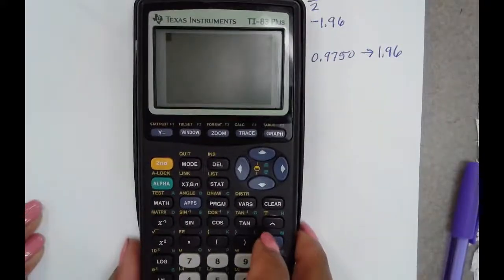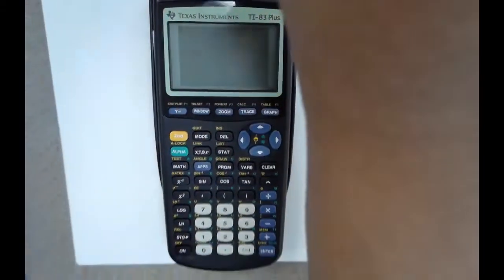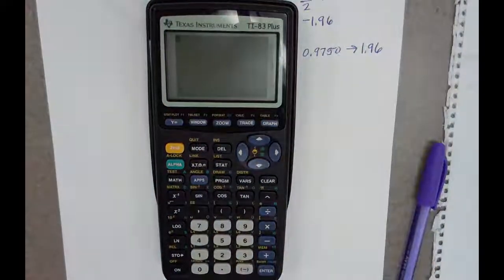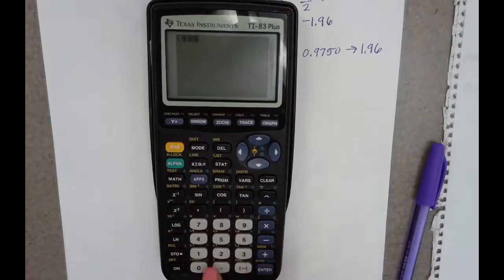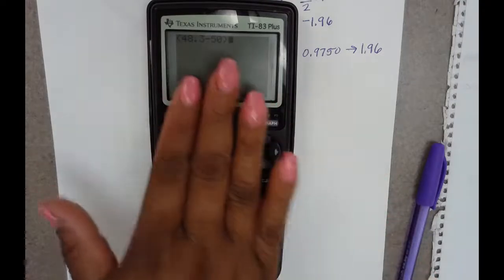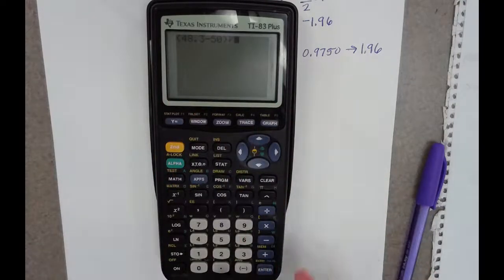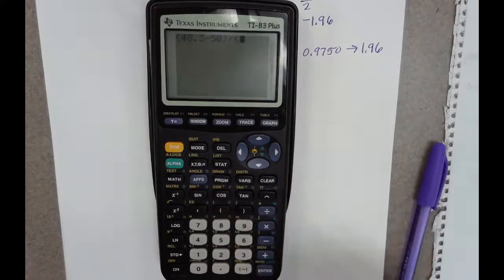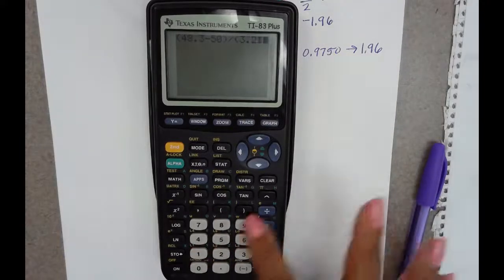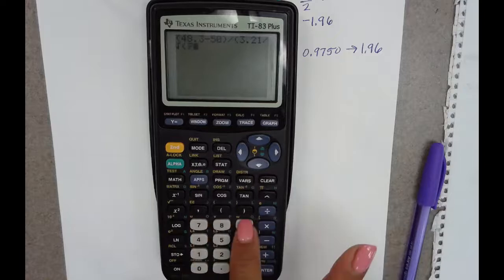So let's calculate. Let's bring that up. Alright, so parenthesis 48.3 minus 50, close the parenthesis. We want that divided by, and this is important because if I don't put parentheses around that entire bottom, the calculator is going to use the order of operations and do what you put in. So I'm going to open up another parenthesis. 3.21 divided by the square root of 79.